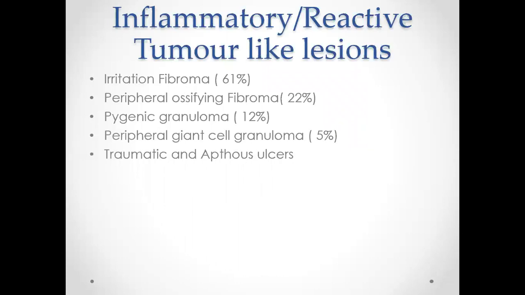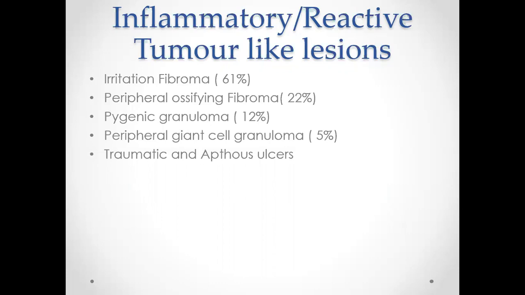Now there may be some reactive tumor-like lesions which are inflammatory in nature, but they can produce tumor-like lesions and they may clinically mimic neoplasms. Irritation fibroma, peripheral ossifying fibroma, pyogenic granuloma, peripheral giant cell granuloma, and traumatic and aphthous ulcers. Among these, there are two main common diseases. One is the aphthous ulcers and pyogenic granuloma.